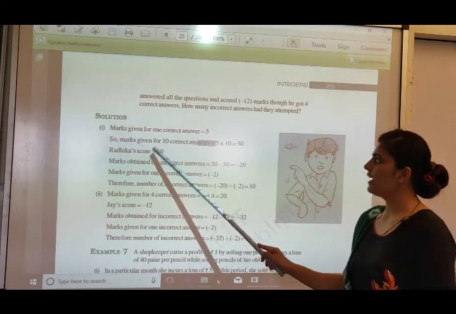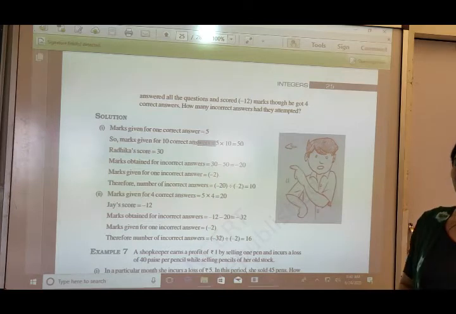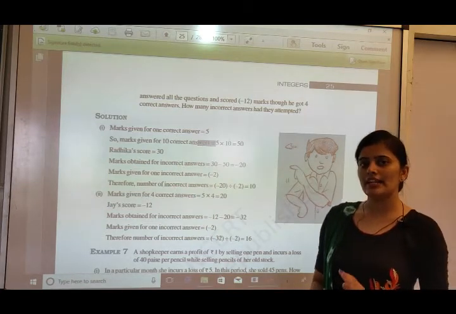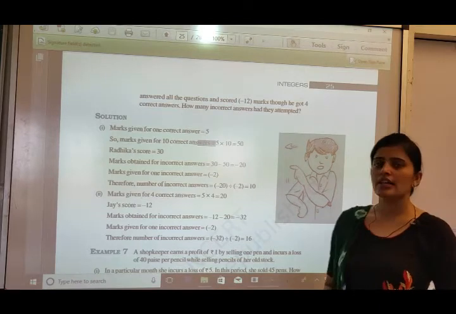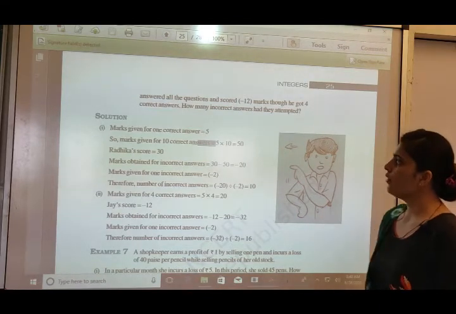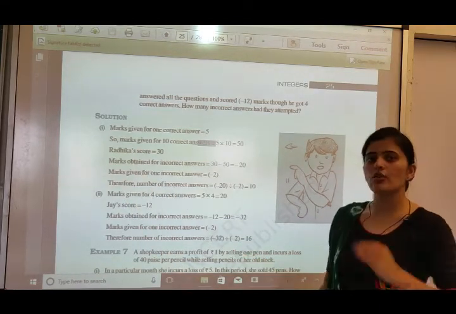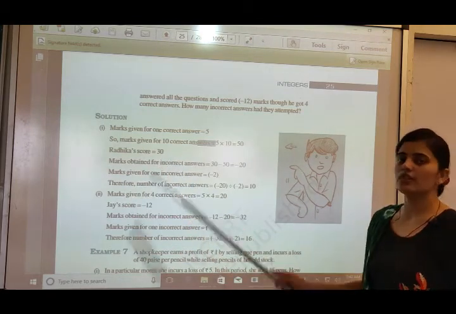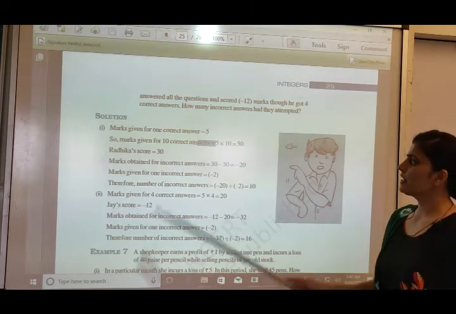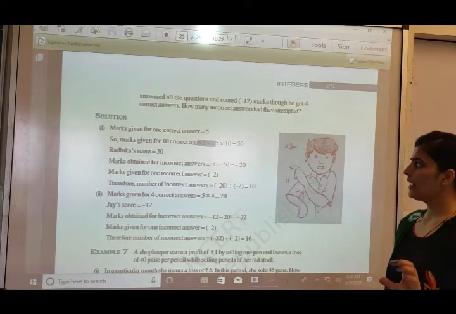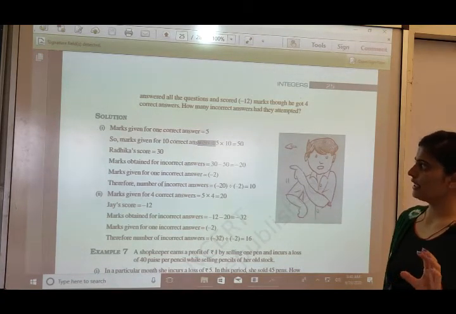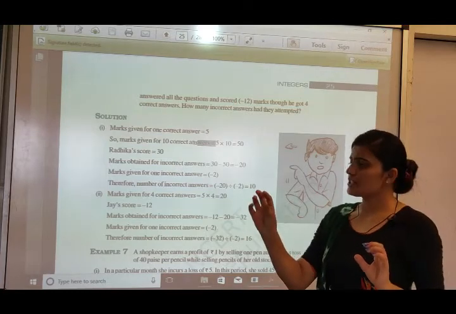So marks given by 10 correct answers will be equal to 5 multiplied by 10, it will be equal to 50. So 50 marks she is getting for her correct answers. Now Radhika's score is already given. Score is equal to 30. That means the total score is 30, and one part, the correct answers, she is getting 50.